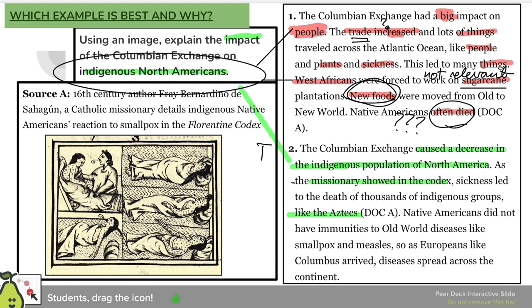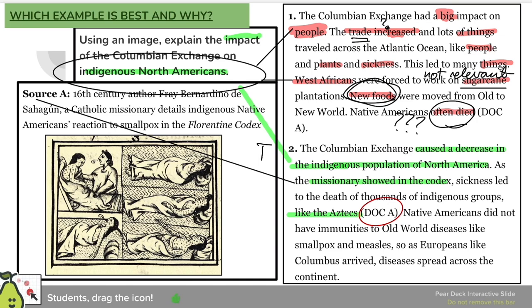As the missionary showed in the Codex, sickness led to the deaths of thousands of indigenous groups like the Aztecs. So here, what you're going to want to do at the end of a sentence where you're using a document, where you're summarizing it or doing the happy point, you want to do parenthetical citation. So at the end of a sentence where you're describing a document or using a document, just put Doc A. That tells the reader, hey, this is the document they're using. Count up the documents that they've used. 6 out of 7. Okay, that's 2 points.